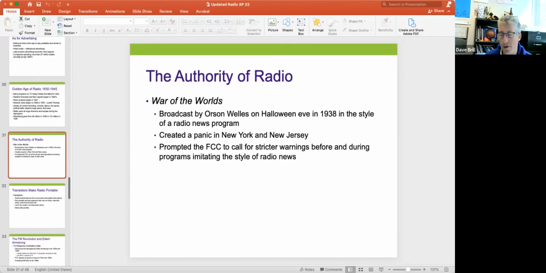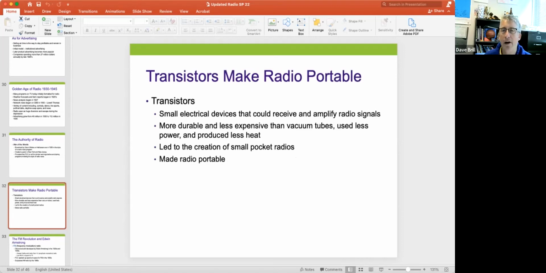So it was brilliant stuff, but ultimately it led to the FCC having to step in and sort of tweak some rules, if you will. All right, transistors make radio portable.